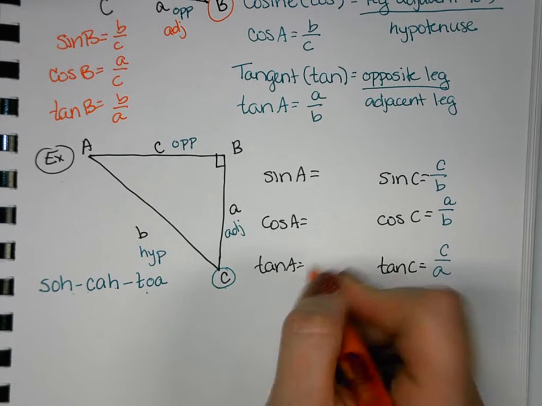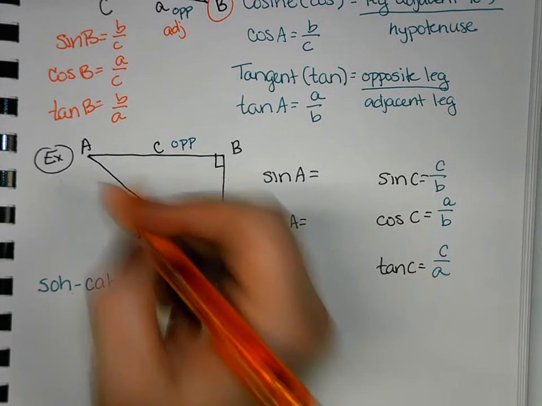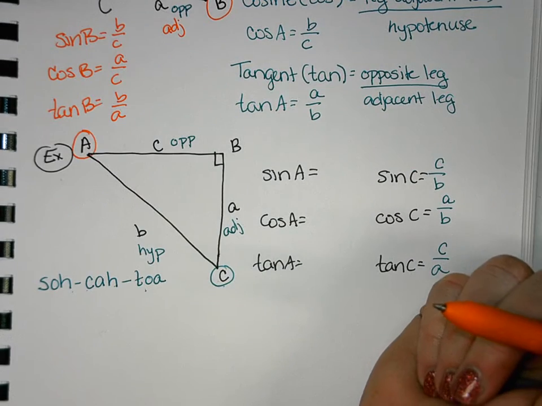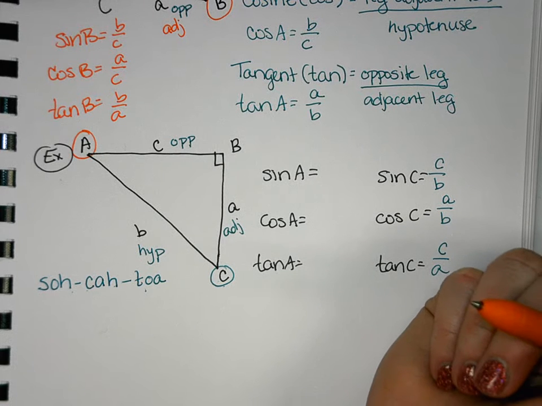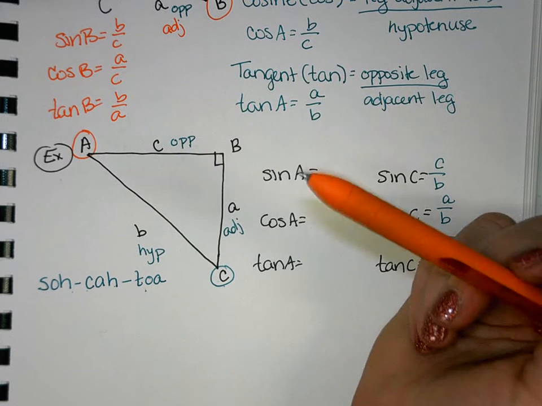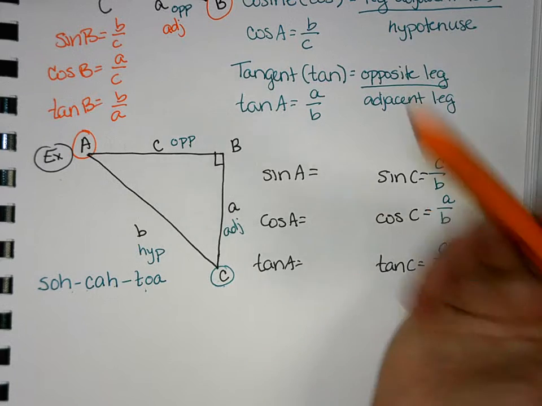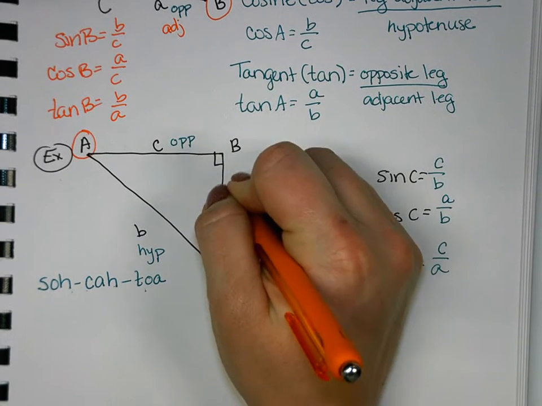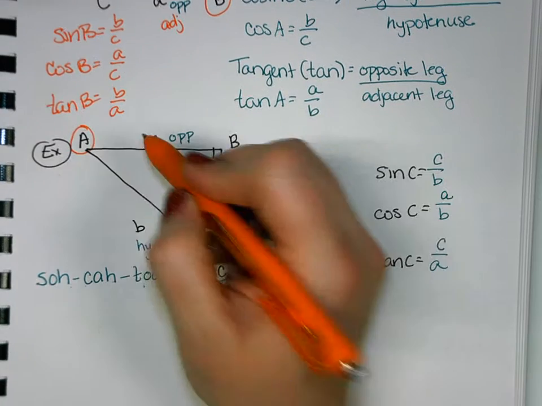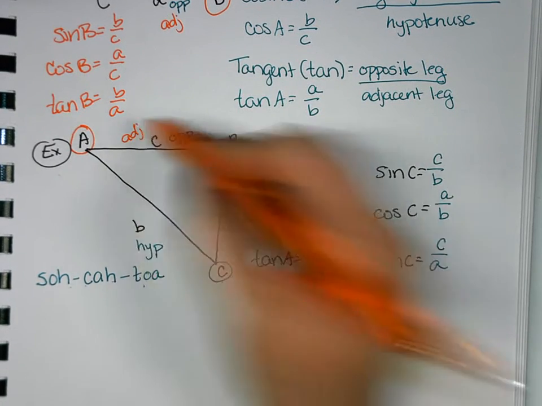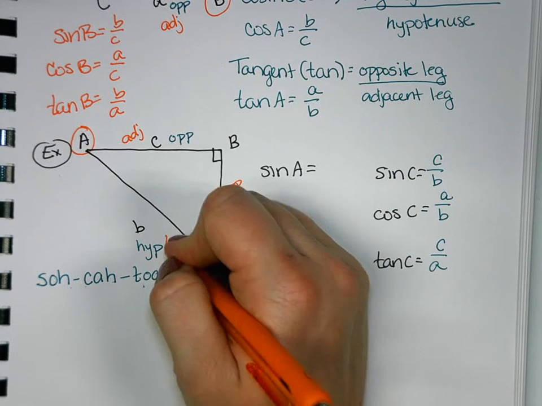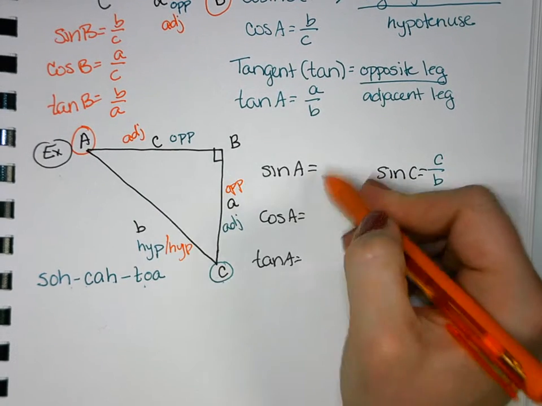Okay, what about angle A? So now how are we going to change things for angle A? Can you wait till we're done? Okay, what would be our opposite to angle A? What would be our adjacent? C. And then does the hypotenuse change? No. So then what are the three ratios we have here?